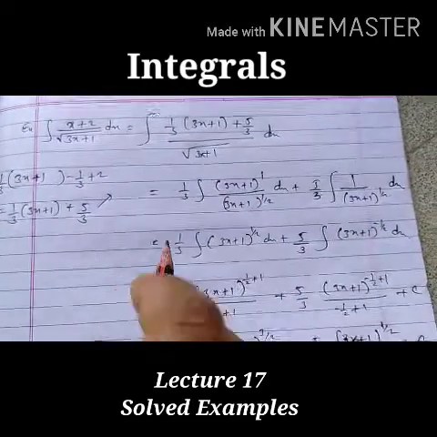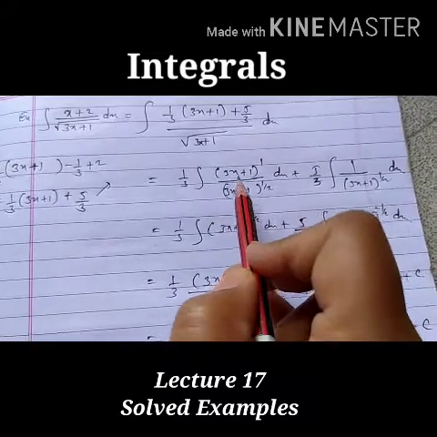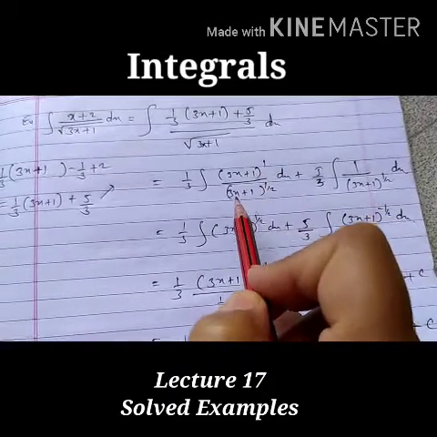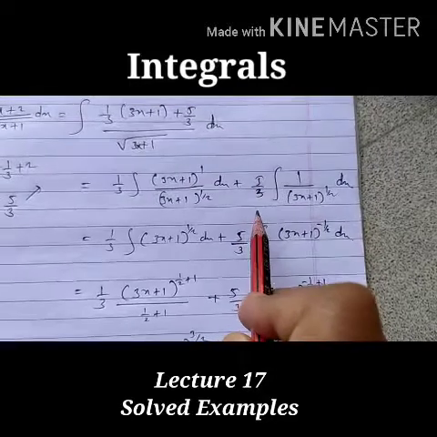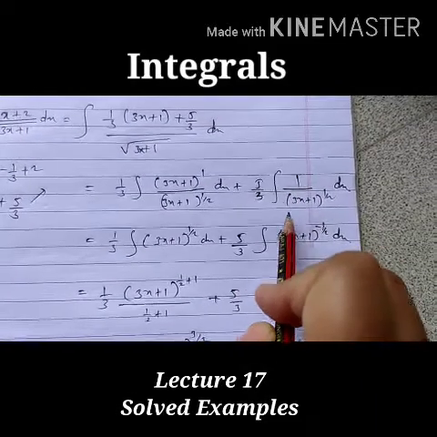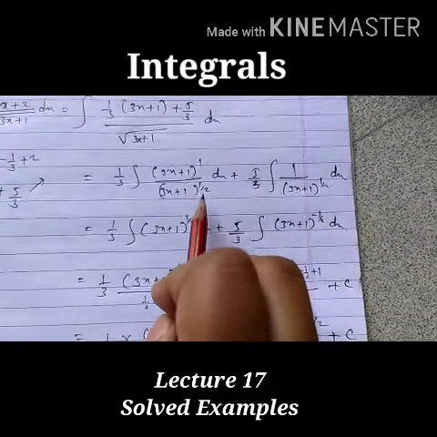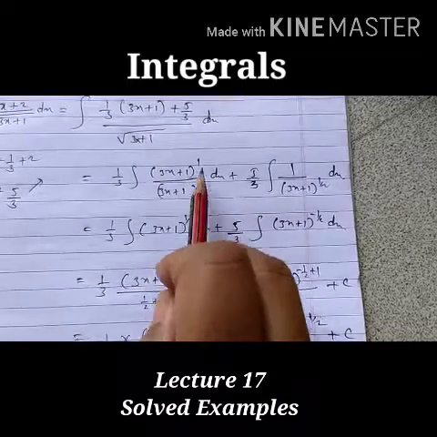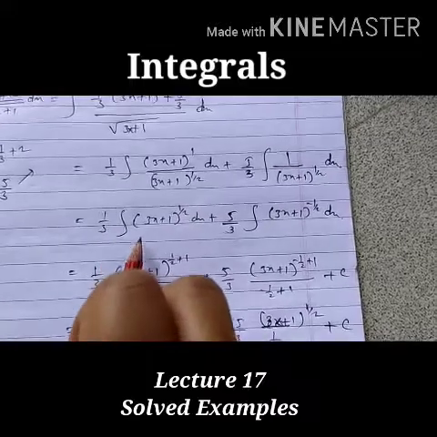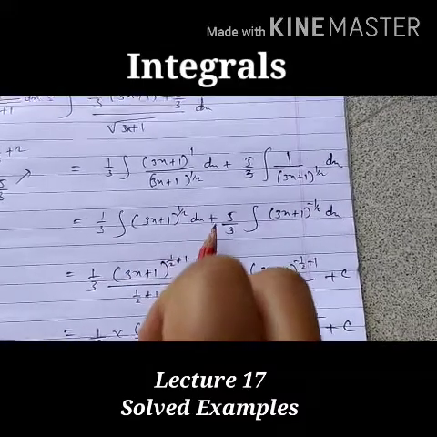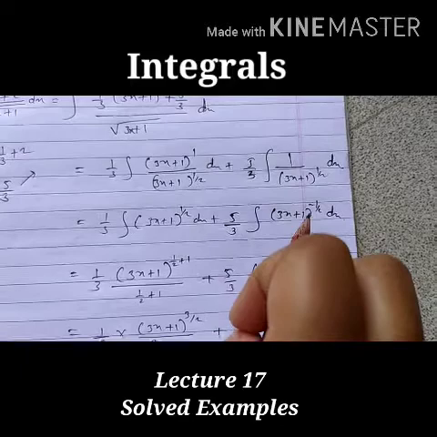Now we'll separate the integral with this denominator, so 1 by 3 will come outside, integration of (3x plus 1) upon (3x plus 1) raised to 1 by 2, plus 5 upon 3 integration of 1 upon (3x plus 1) raised to 1 by 2 dx. Now, raised to 1 and raised to half, the same base is there, so we can subtract the powers: 1 minus 1 by 2 will be 1 by 2. Okay, so it will be 1 by 3 integration of (3x plus 1) raised to 1 by 2 dx plus 5 by 3 integration of, now this power will be negative in the numerator, so it will be (3x plus 1) raised to minus half.